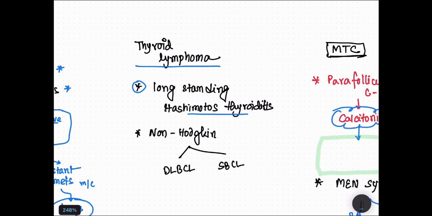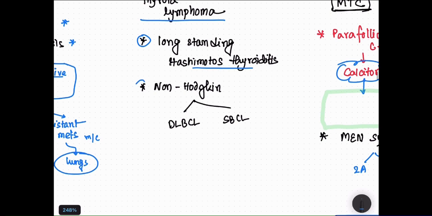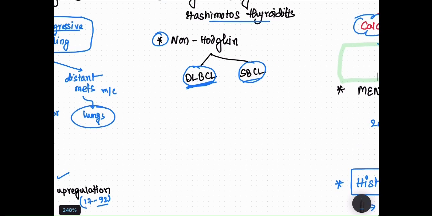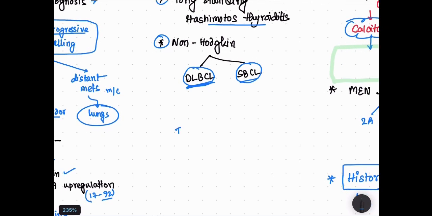So the patients who are having long-standing Hashimoto's thyroiditis are prone to develop thyroid lymphoma. The lymphoma is a non-Hodgkin type of lymphoma, either diffuse large B cell lymphoma or small blue cell lymphoma. So these patients will present to you with swelling of the thyroid gland with fever, night sweats and weight loss. Okay, here also the diagnosis is made by true cut biopsy.